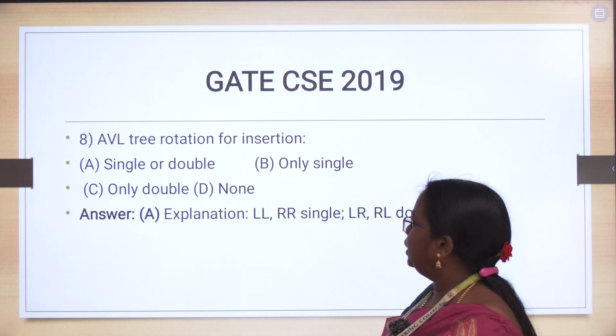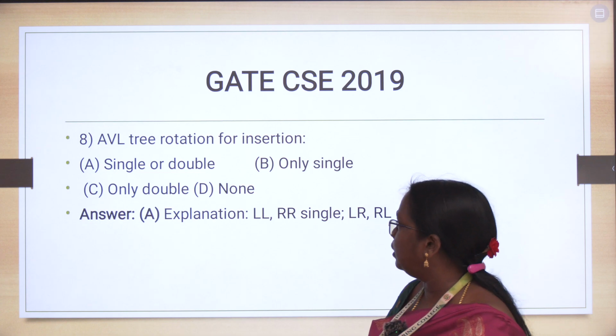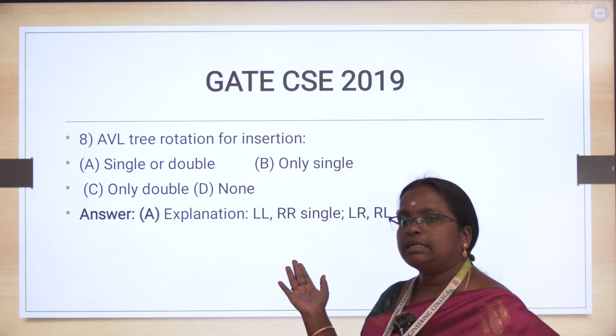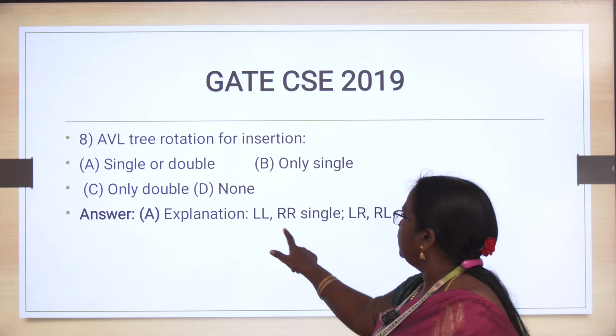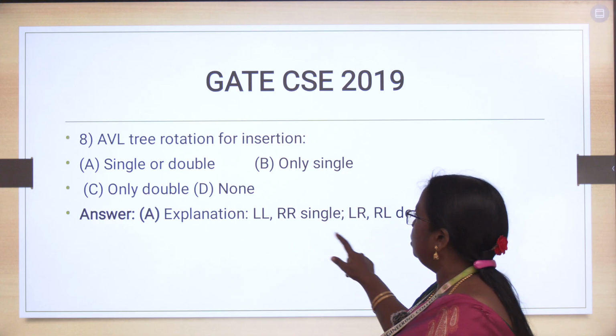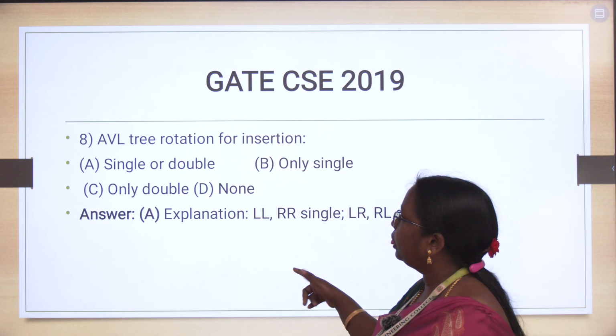Next, AVL tree rotations. They asked whether it is only single, only double, or both. We have already seen AVL trees, and it is for the double. LL or RR is a single rotation, LR and RL are double. So the answer is single or double.